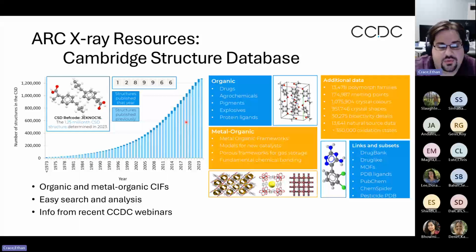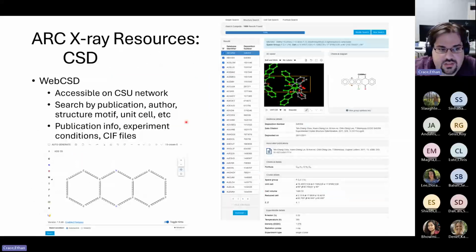So the main one that I'll start with is the Cambridge Structural Database. This is a massive database of organic and metal organic crystal structures. It is very easy to search and analyze these structures and work with. If you are on CSU's network anywhere, so this doesn't have to be in the ARC, if you search for WebCSD, you will come to a page that gives you access to all of the structures this database has.